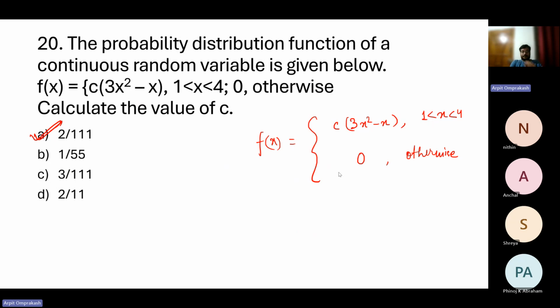Okay, question number 20. So, in question number 20, what we are asked is that the probability distribution function of a continuous random variable is given, right? So, for a continuous random variable x, we have a probability distribution function, which basically tells us the probability of the value of x approaching a certain value, right?